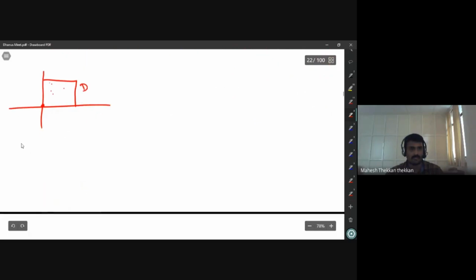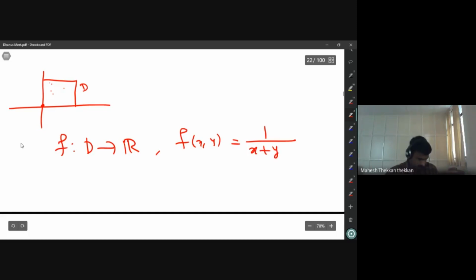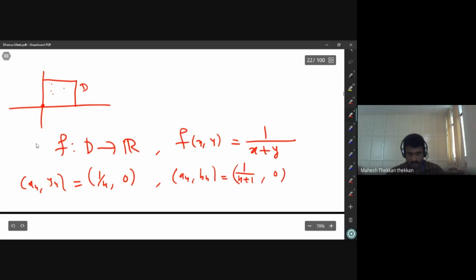Now I define f from D to R. How do I define it? f of (x, y) is equal to 1 by (x plus y). So I take this function. What happens to this function? I want to look at whether this is uniformly continuous on D or not. So I will consider two sequences. I take (xn, yn) as the first sequence, which is (1 by n, 0), and I take (an, bn) as the second sequence, which is (1 by n plus 1, 0).